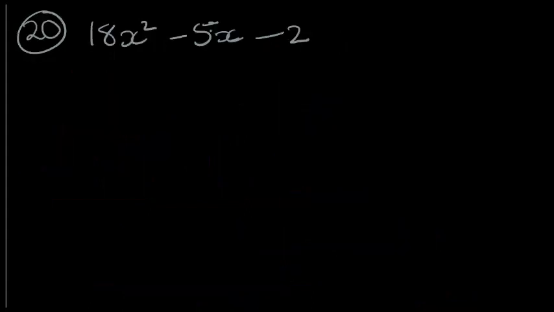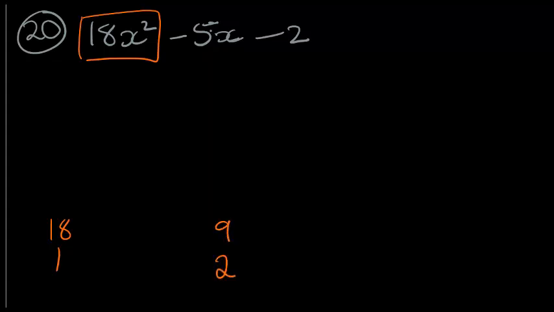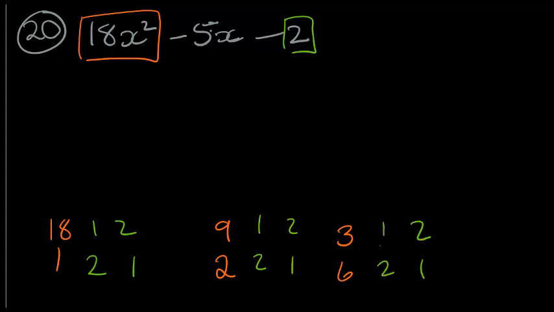Last question. 18x squared minus 5x minus 2. We do not have any common factor, so we cannot factorize a common factor. Factors of 18 is going to be 18 and 1. It's going to be 9 and 2. And it's going to be 3 times 6. Factors of 2 is going to be 1 and 2, 2 and 1.